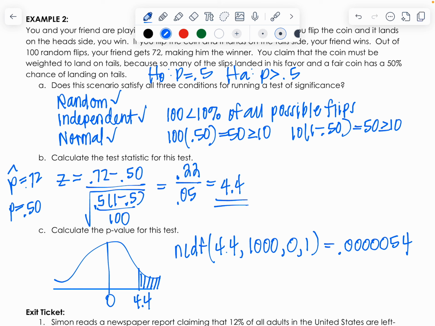All right, so in your practice today, you will practice just these steps of calculating the test statistic, checking off the conditions, and finding the p-value. Tomorrow, we will do a full test of significance from start to finish.